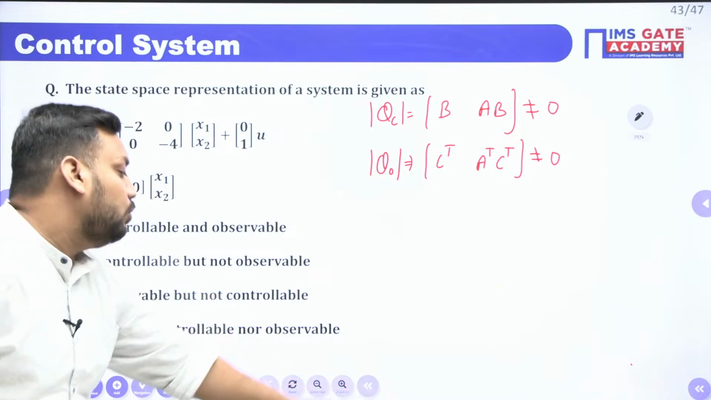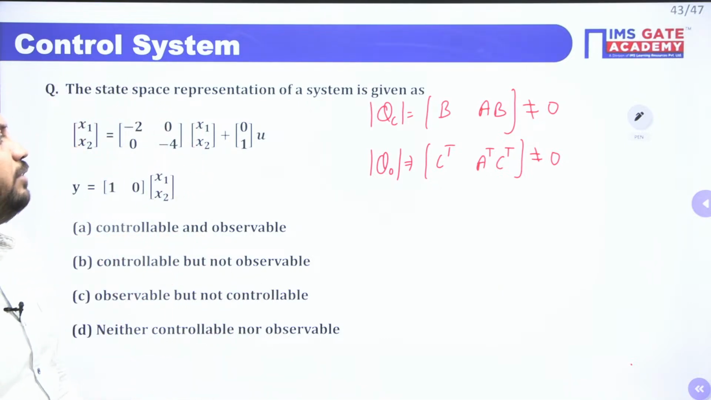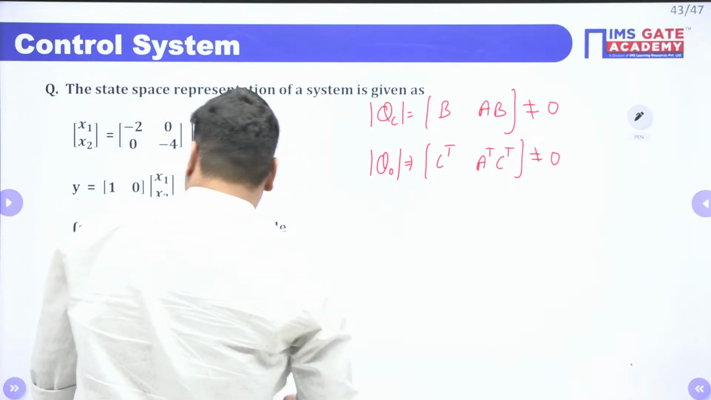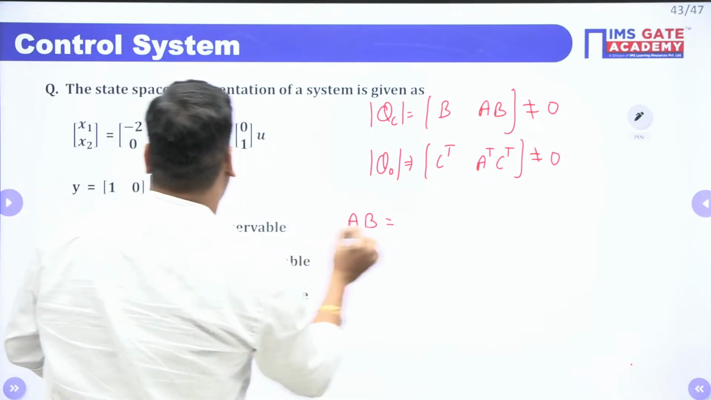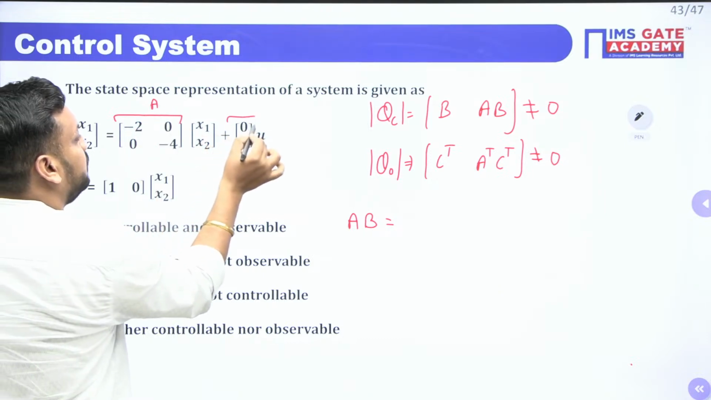I am telling you, 2 or 3 seconds, not more than 5 seconds in the worst case. If I solve this question by the conventional approach, here is BAB. So first of all, tell me what is AB. This is your A, and I hope you know the simple matrix. This is A, this is B.